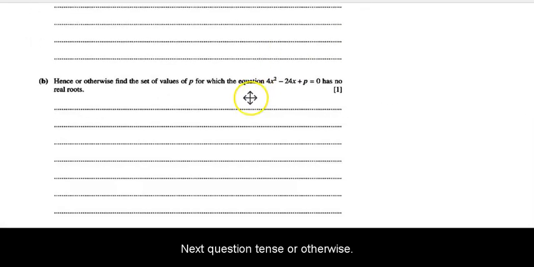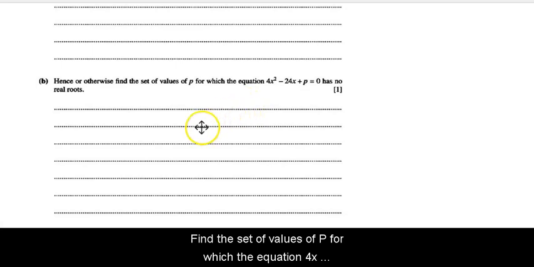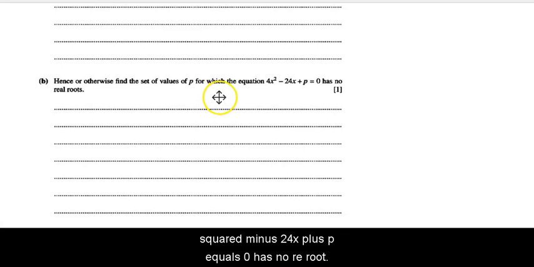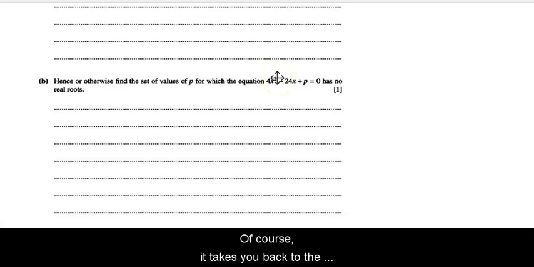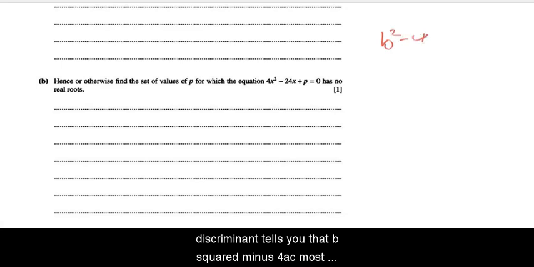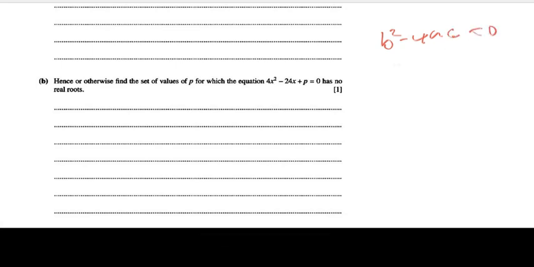Hence or otherwise, find the set of values of p for which the equation 4x squared minus 24x plus p equals 0 has no real root. Of course, it takes you back to the discriminant conditions. If it has no real root, the discriminant b squared minus 4ac must be less than 0, right?